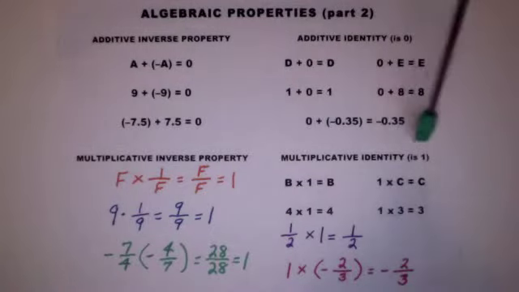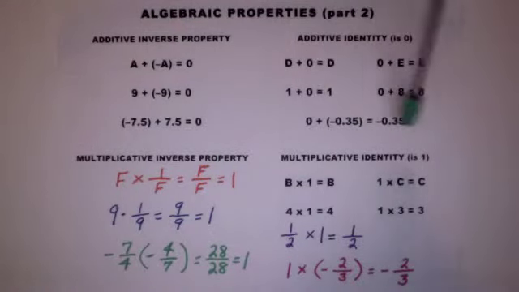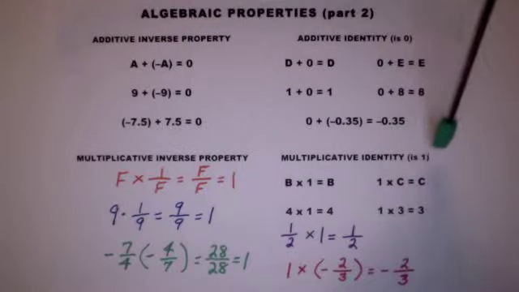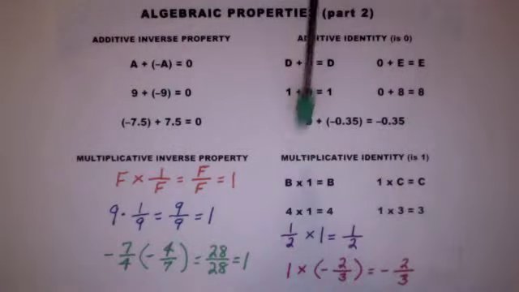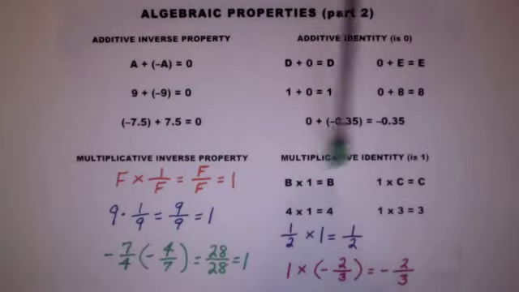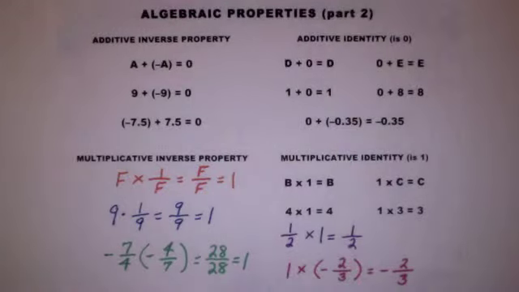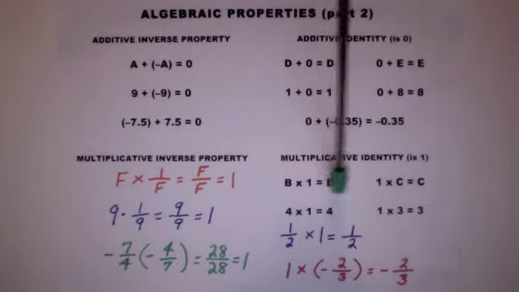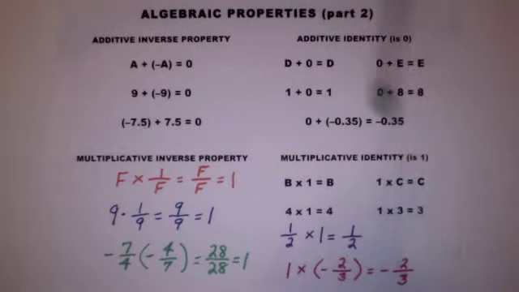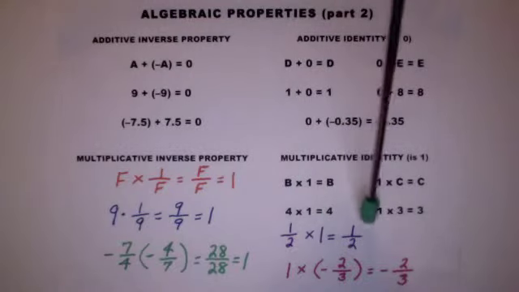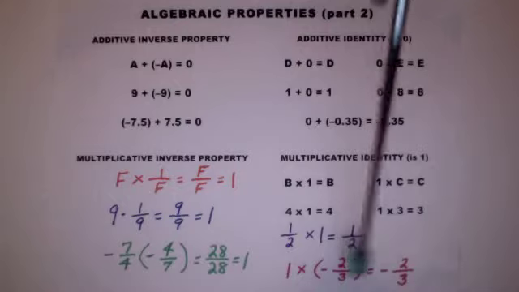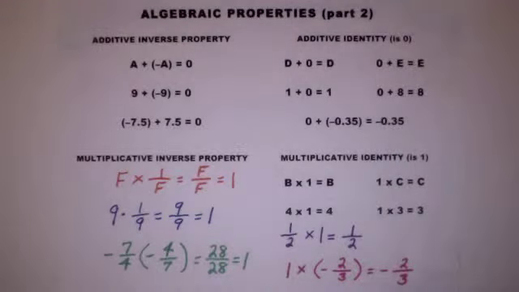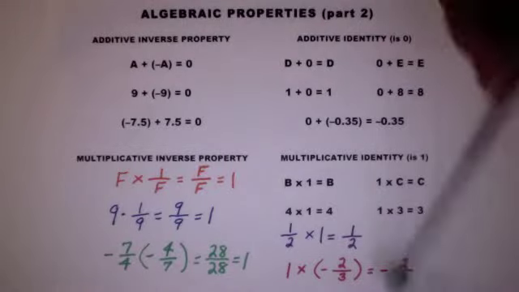The multiplicative identity is 1. This is the only number that you can multiply to any number that won't change the number, that maintains the identity of the number. Here are some examples. B times 1 equals B. 1 times C equals C. 4 times 1 equals 4. 1 times 3 equals 3. 1/2 times 1 equals 1/2. 1 times negative 2/3 equals negative 2/3. I don't care what it is. If you multiply it by 1, it's still going to maintain its identity, be the same thing.